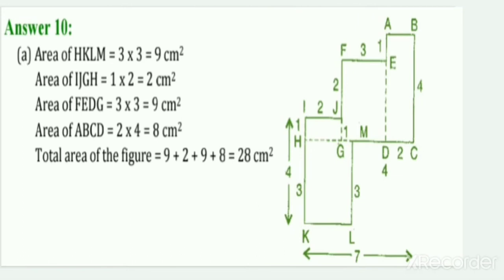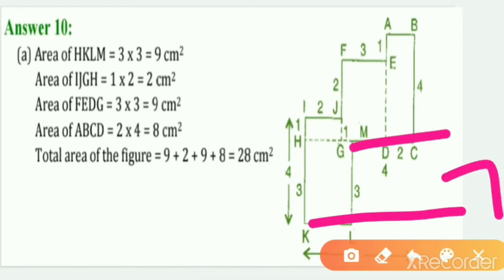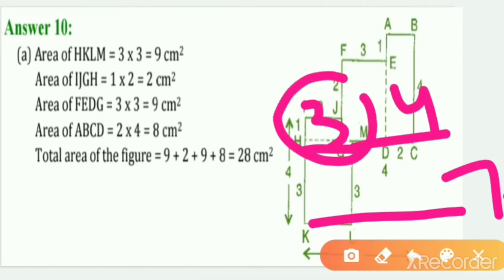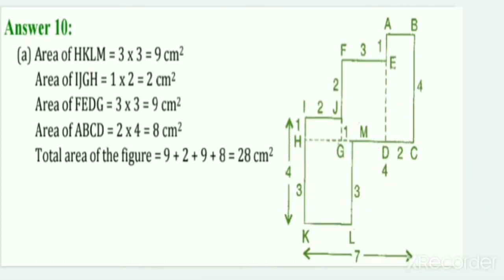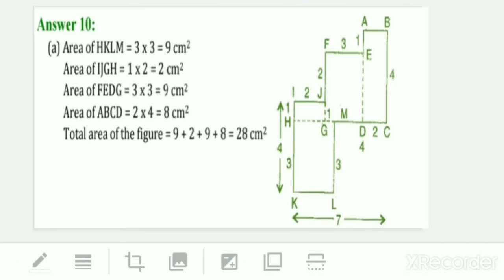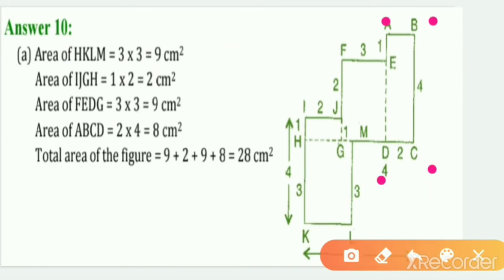Okay, because the complete is given to us, this is 7, so this is 4, so 7 minus 4 is 3, so this much left is 3 portion, and this is 4. So length is also 3 here for this, and breadth is also 3 here. Okay, so it is 3 into 3, that is 9 centimeter square. Now we have A, B, C, D. So it will be 4 into 2, that is 8 centimeter square.